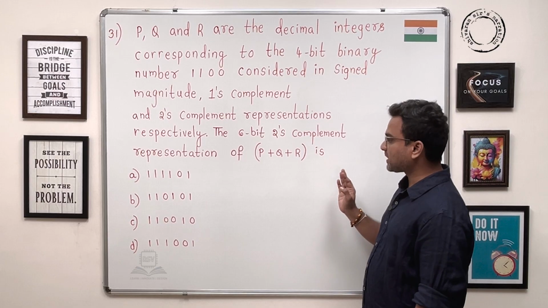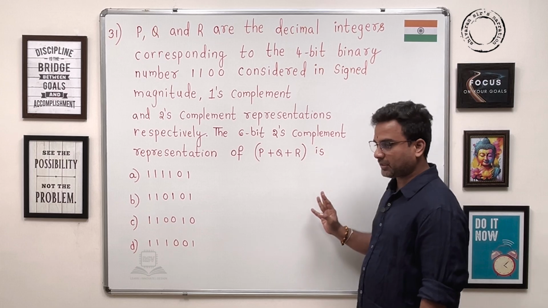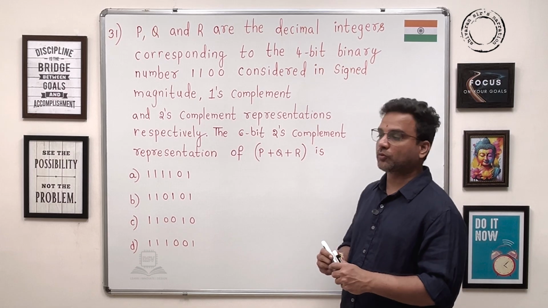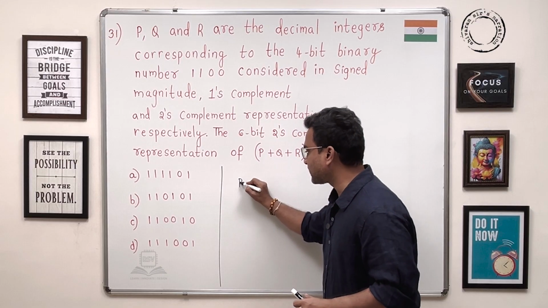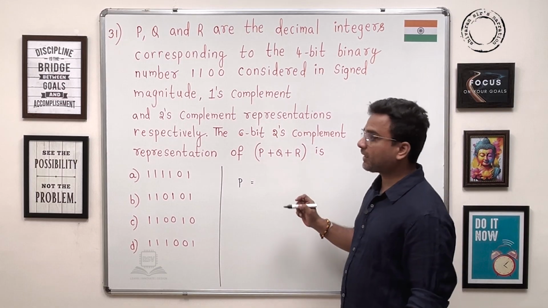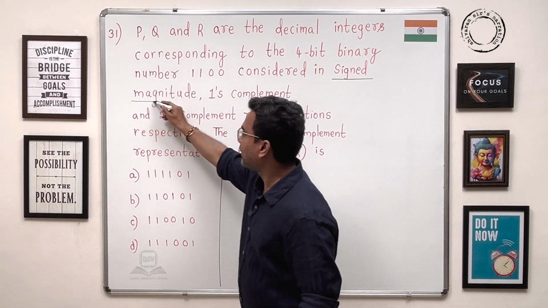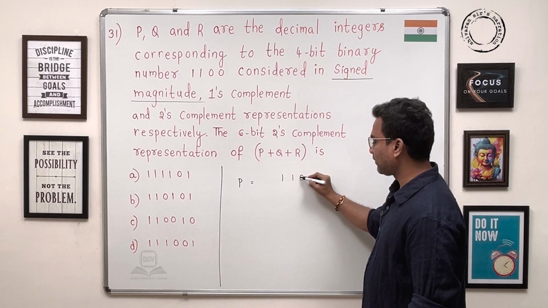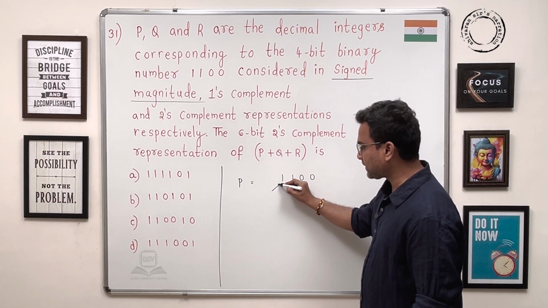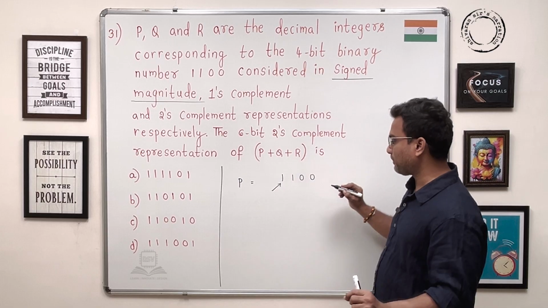The 6-bit 2's complement representation of P plus Q plus R is, first of all, we want to find out what is P in decimal number. They said P is sign magnitude representation. Therefore, if it is 1100, the MSB represents the sign bit. It's 1, which means it's a negative number.